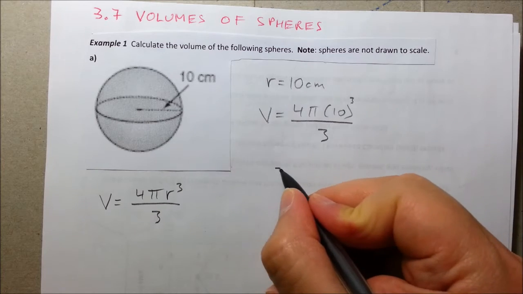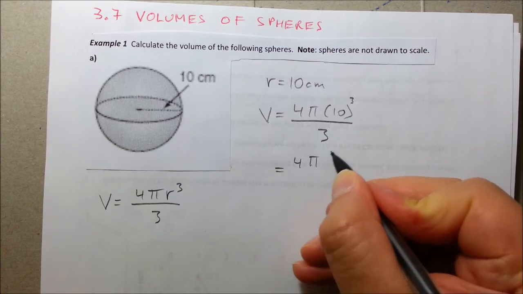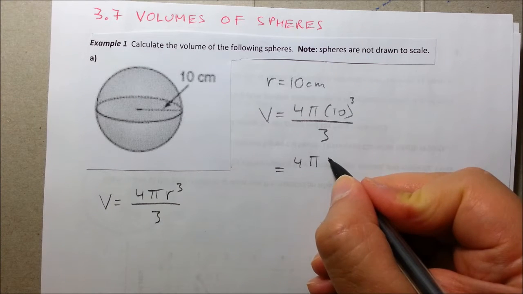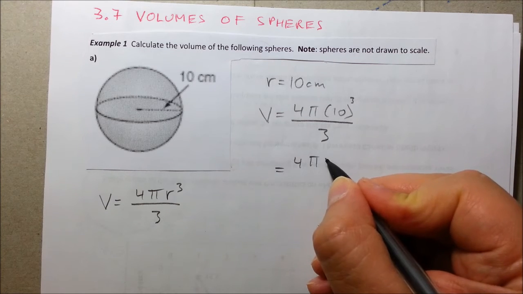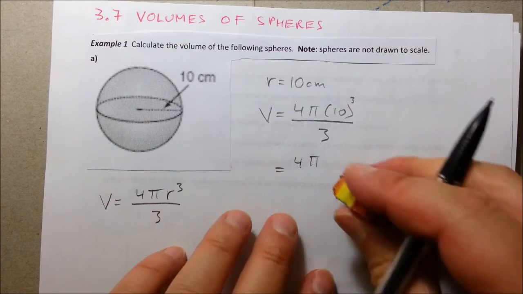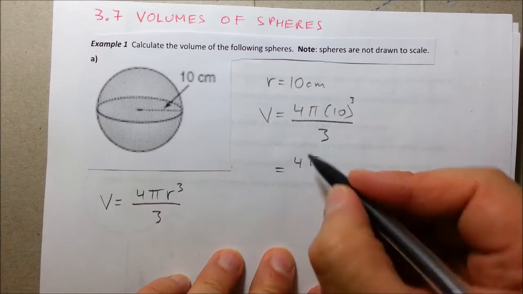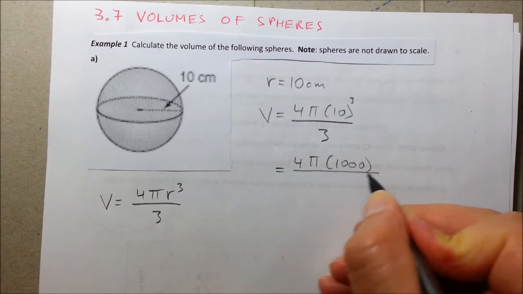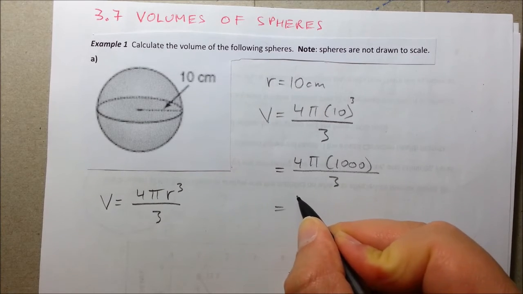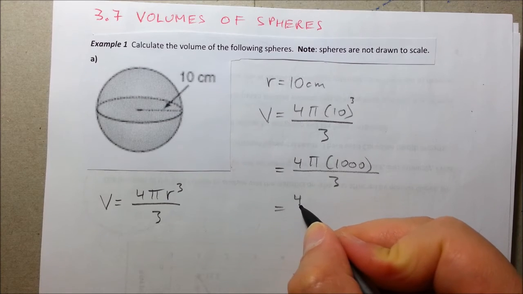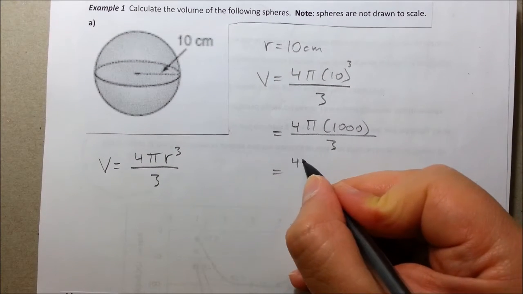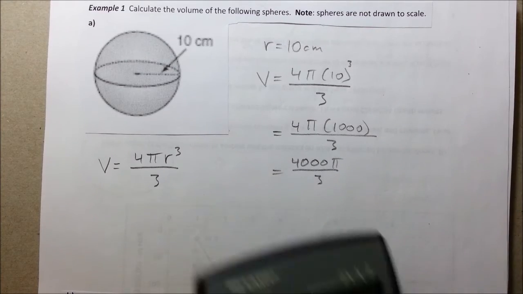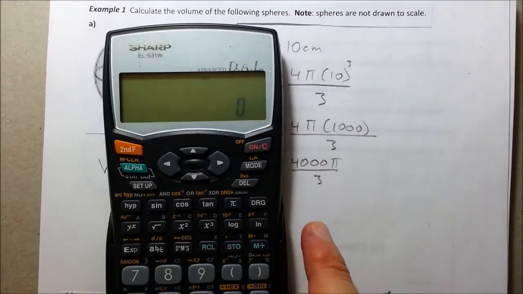So next, 4 pi, what's 10 times 10 is 100, times another 10 is 1000, times 4 will be 4000. On the next line I'll write it down, 4 over 3, and of course we end up with 4000 pi over 3.